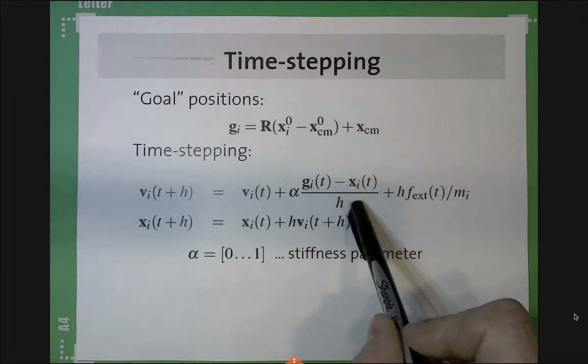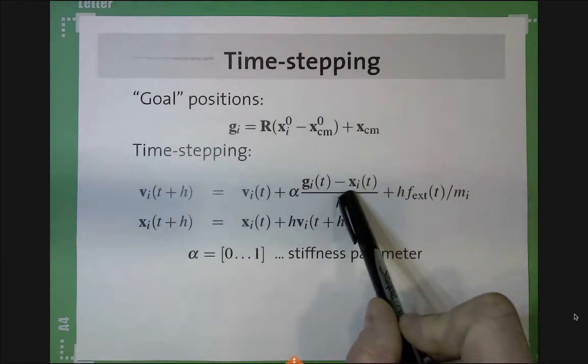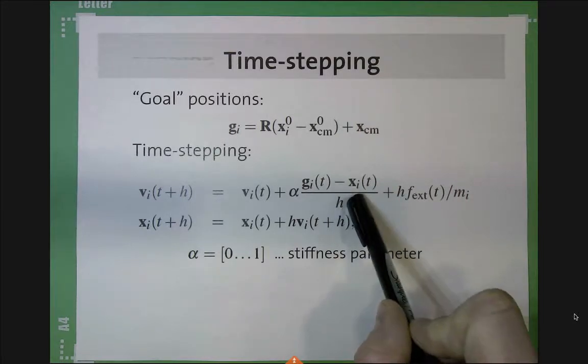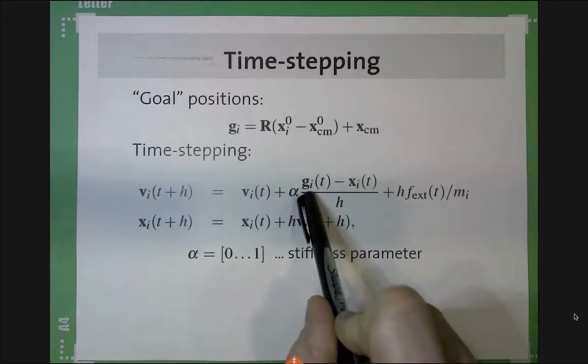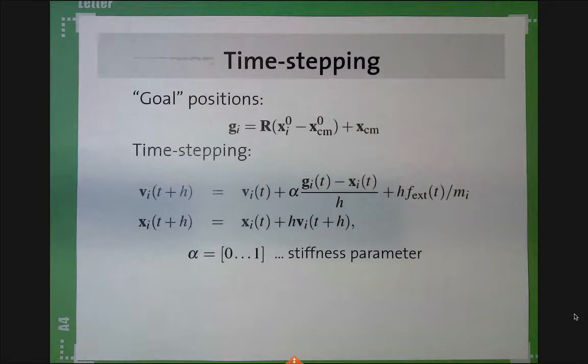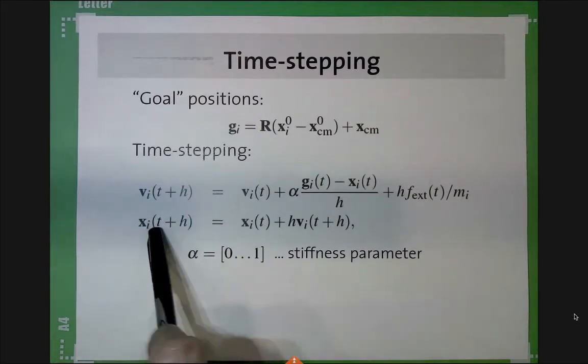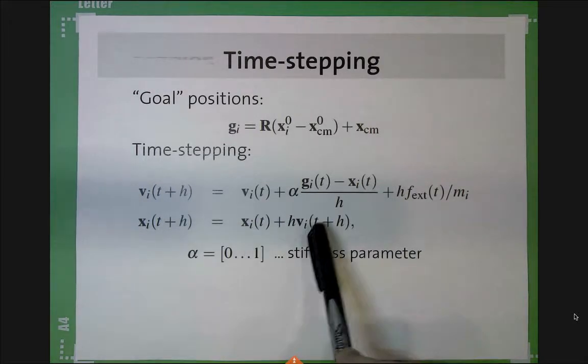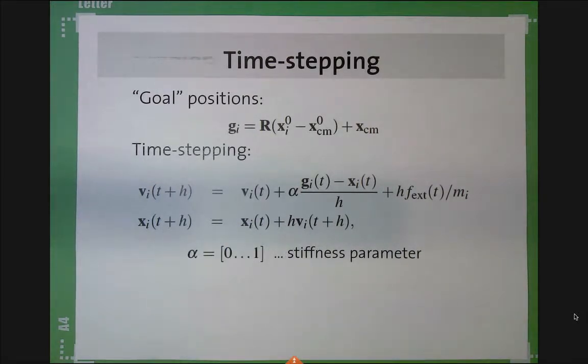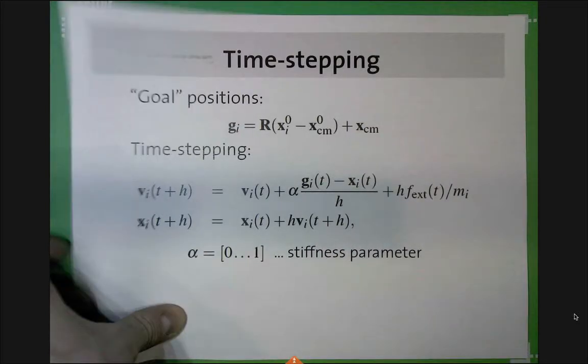And it's done by saying that the previous positions, xi, should get close to the gi, the rigidly transformed rest pose positions. And the integration on the positions is just a standard Euler step. So I will come back to that later. I want to first explain.